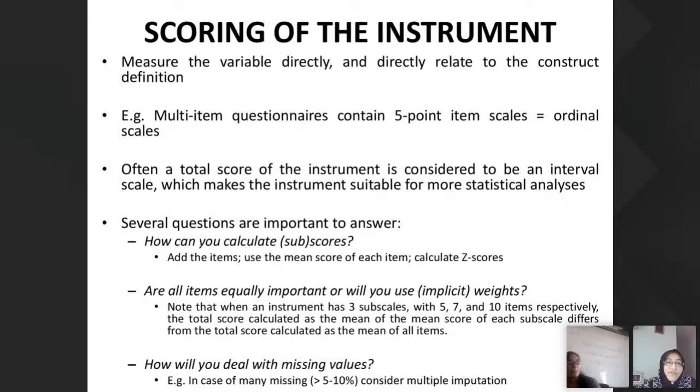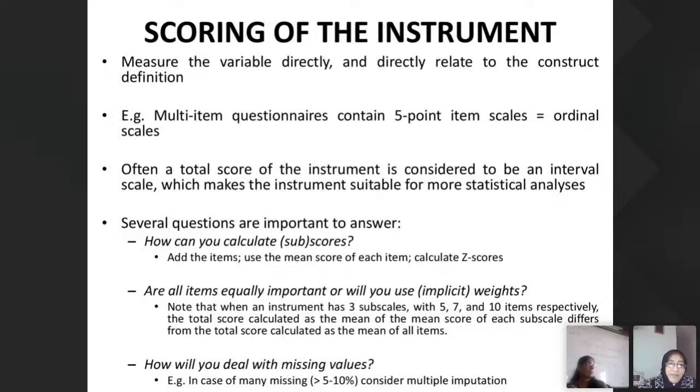I have put an example here. Let's say for questionnaires that use a 5-point item scale. If they are just measuring the 5-point item scale, then we call it an ordinal scale. But if a total score of the instrument is based on the interval scale, when we have a total scoring of all of the items, then the score from that particular instrument, we can use it for more inferential analysis. So that we can do tests for differences, we would like to see associations, correlations, or we would like to measure the predictors, and so on and so forth.